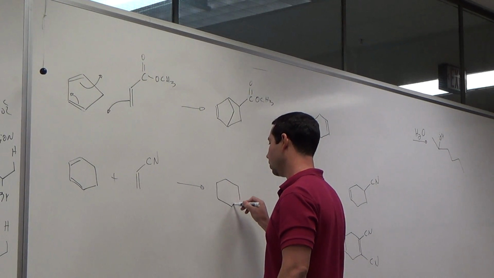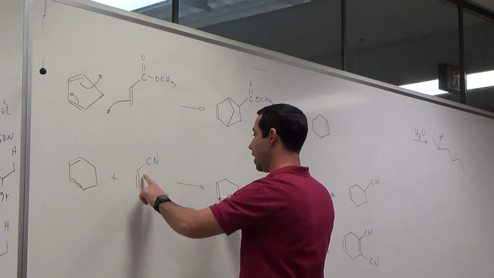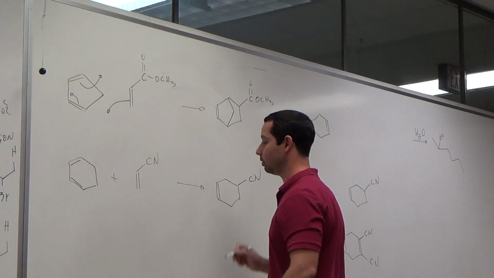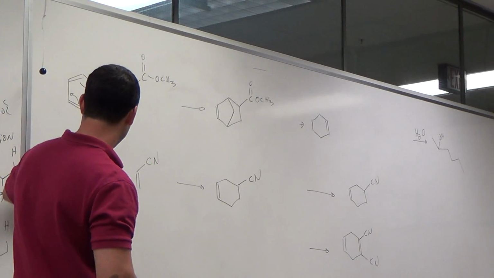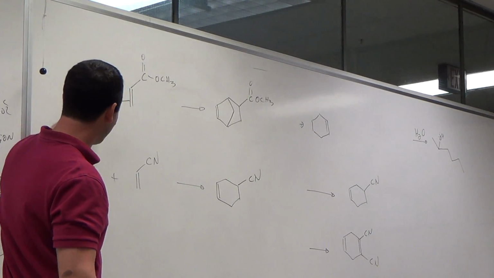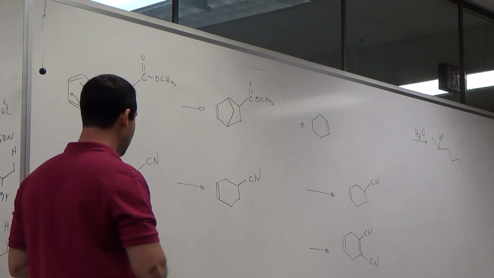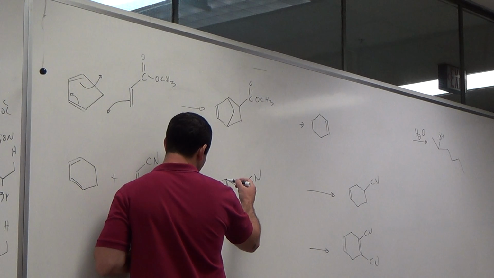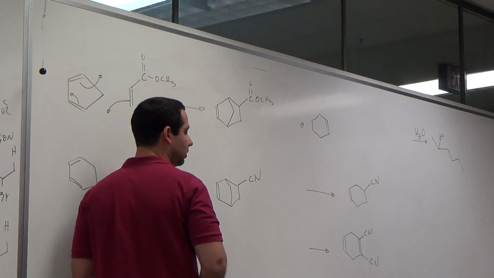So, cyclohexane, yes or no? Yes, there is a double bond that goes on this side, and there is a CN that goes here. Is that it? No. This here, now instead of having a triangle, what does it have now? It has these two things. I'm going to go inside of this, and I'm going to draw it.